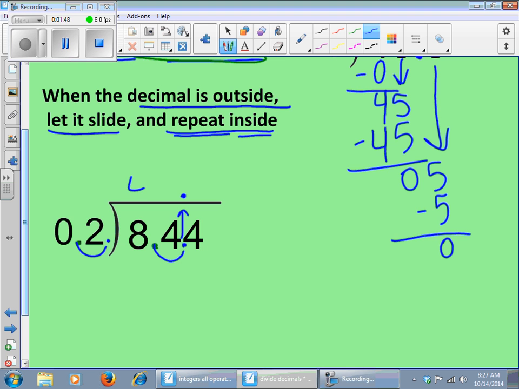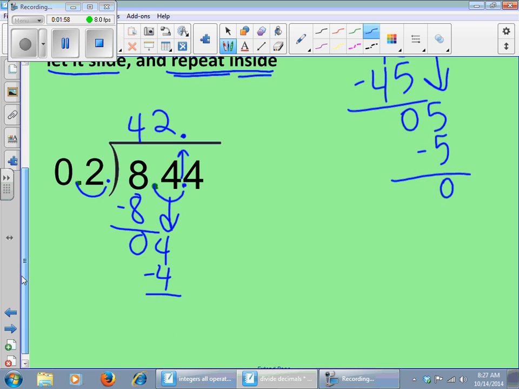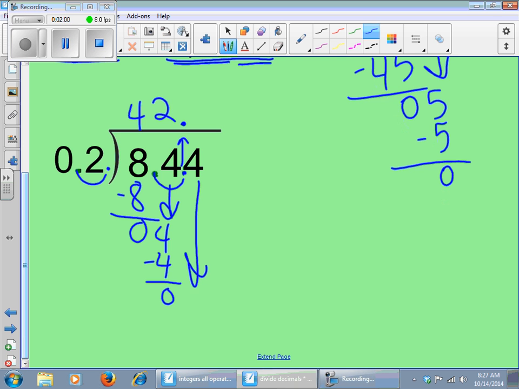2 goes into 8 4 times, 2 times 4 is 8, subtract, no remainder. Bring down my next digit. 2 goes into 4 twice, 2 times 2 is 4, subtract, no remainder. Bring down my next digit. 2 goes into 4 2 times, 2 times 2 is 4, subtract, no remainder.